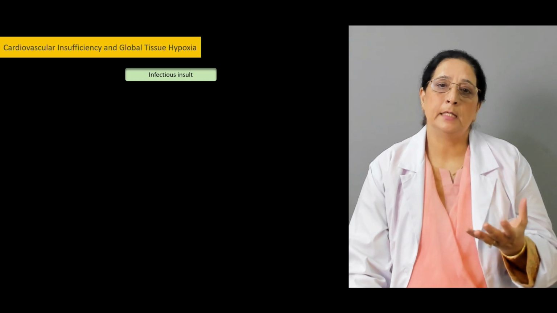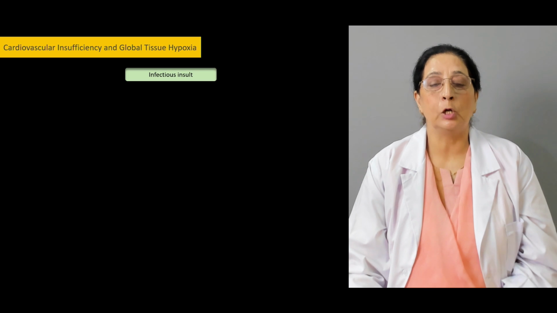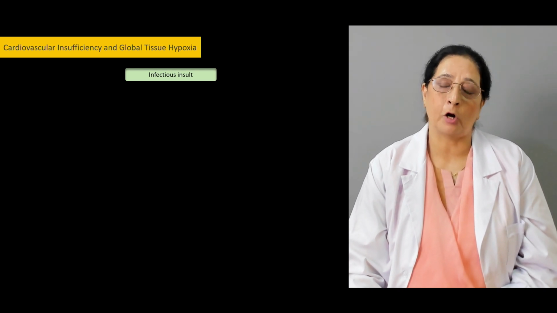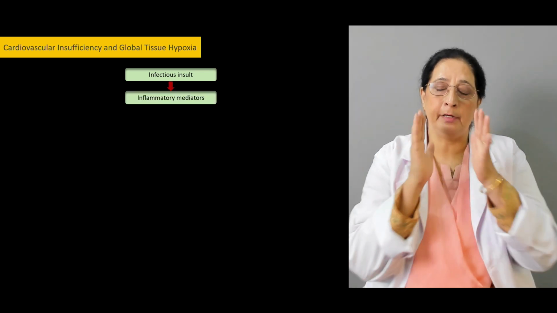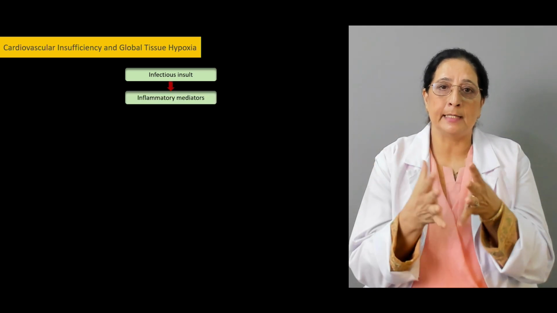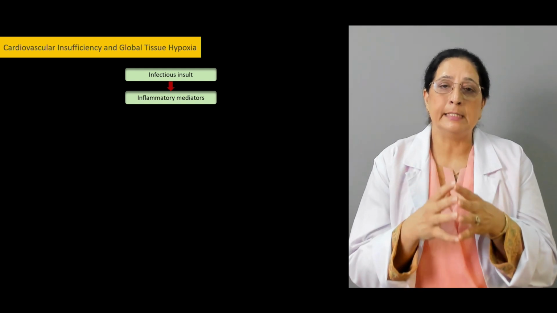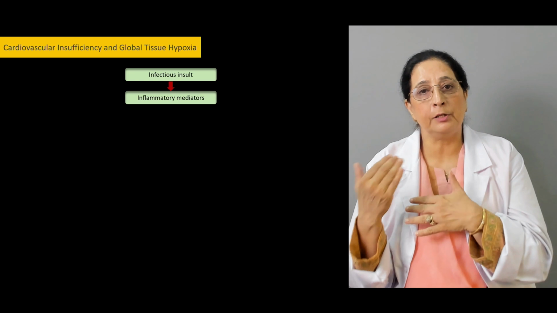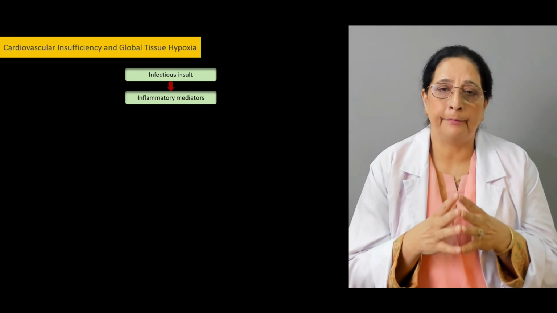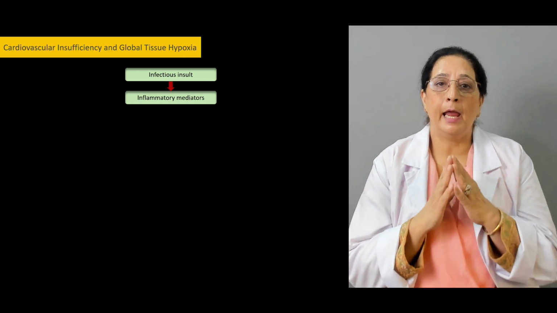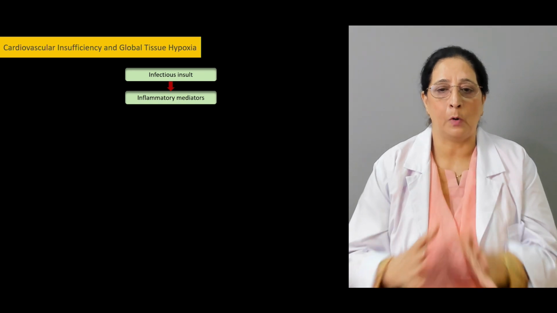Next, we will discuss the cardiovascular insufficiency and global tissue hypoxia. So infectious insult after the infection. Again, like a summarization, how this infection caused the sepsis and what is the effect of that sepsis on the function of the heart and how it can cause global tissue hypoxia.